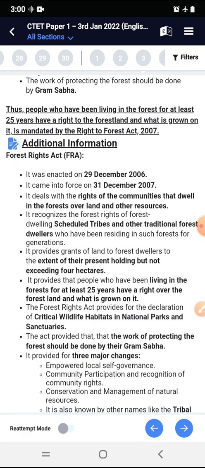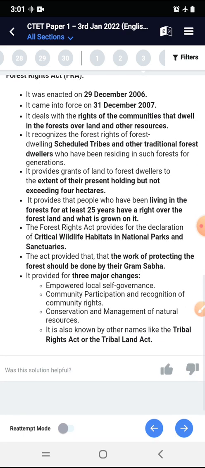Now about the Act: Forest Rights Act, FRA. It was enacted on 29th December 2006. It came into force on 31st December 2007. It deals with the rights of the communities that dwell in the forests over land and other resources. It recognizes forest rights of forest dwelling scheduled tribes and other traditional forest dwellers. Forest dwellers are the people who were born in the forest and who have been residing in such forest for generations. Okay, this is all explanation.